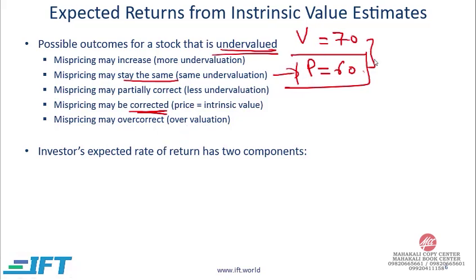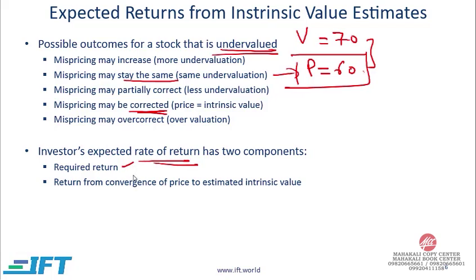When you buy an underpriced stock, then your expected rate of return has two components. One component is the required return, and this will be calculated typically based on a model such as CAPM, where the return will be based on the risk characteristics of the investment.